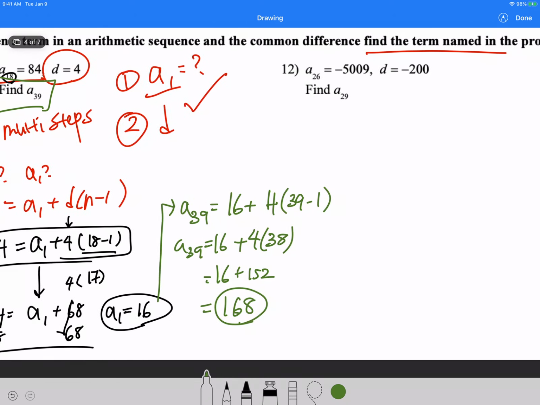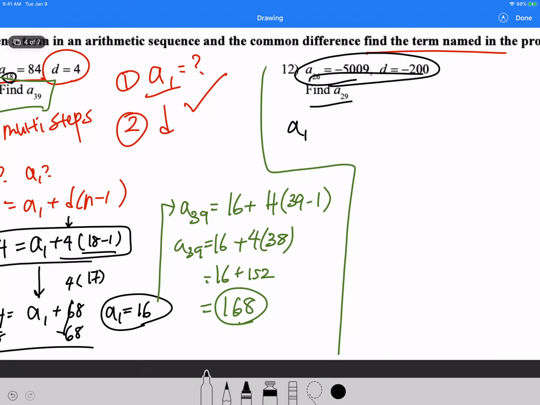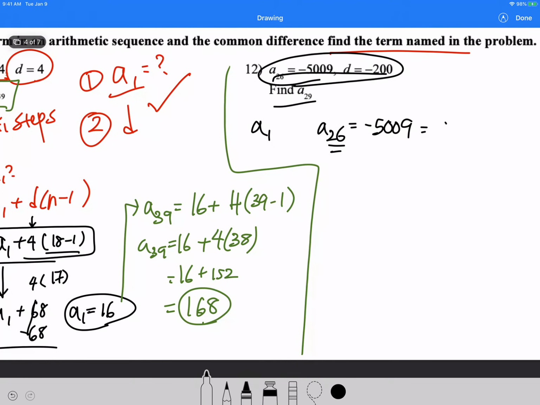Okay, try number 12 on your own, and pause the video and let me know if you have it. Okay, so how we do these problems is that first we need to use this information to solve for a sub 1. So a sub 26, which means that the n value is 26, is negative 5,009. That's the same thing as saying the first term plus the common difference of negative 200 times 26 minus 1.